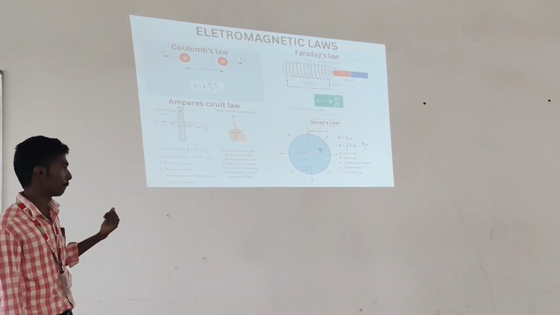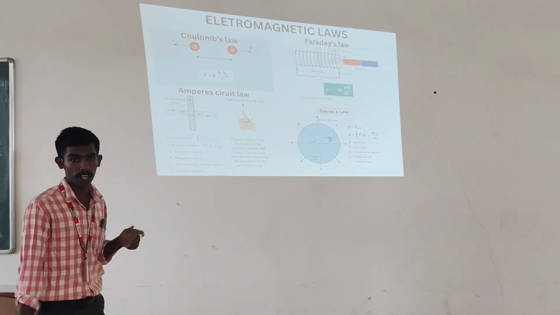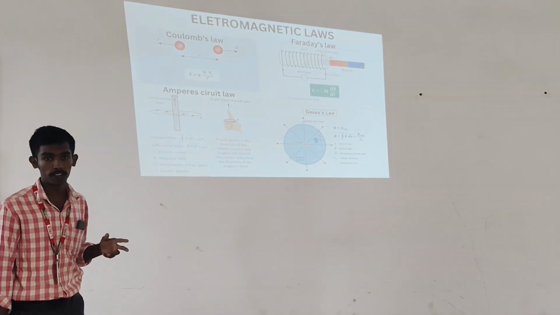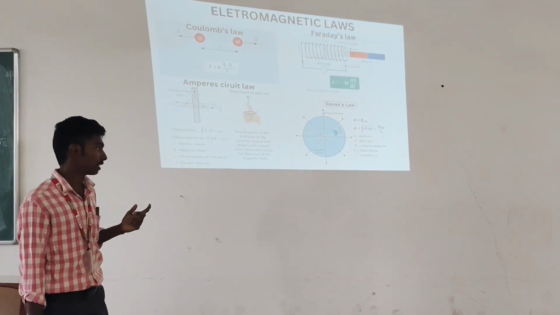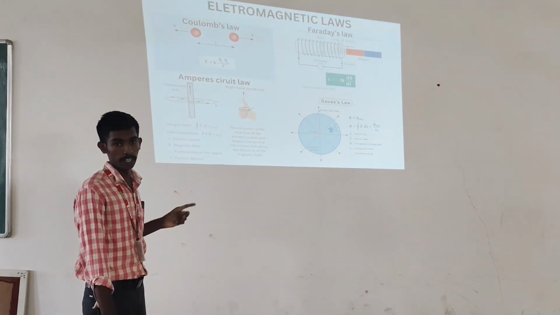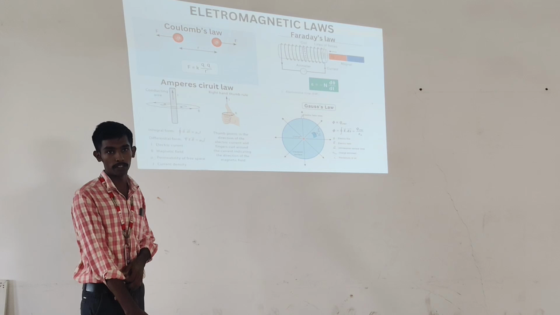Now we discuss Ampere's law. Ampere's circuit law states that every current carrying conductor, whenever it conducts current, will produce a magnetic field around it. So we can say that the integral of B dot dl is equal to mu naught N i, where mu naught is the permeability of free space.